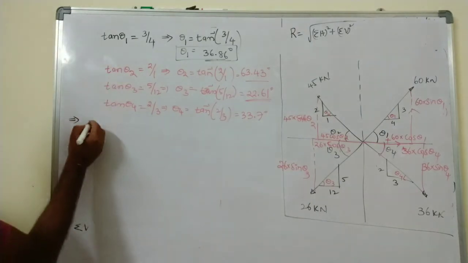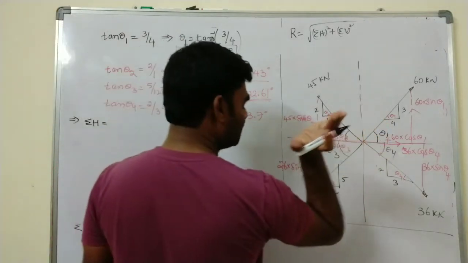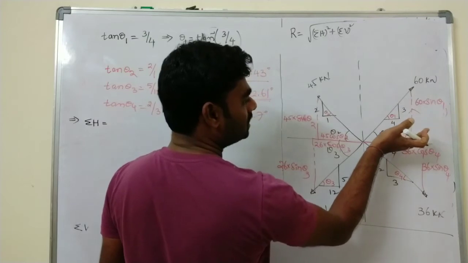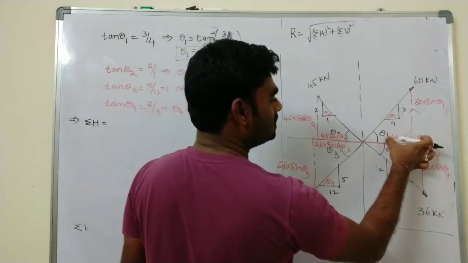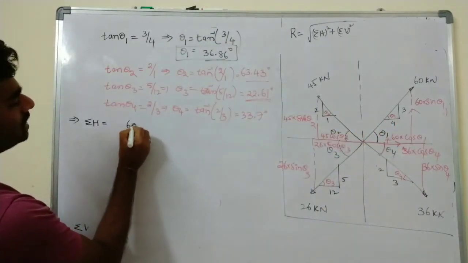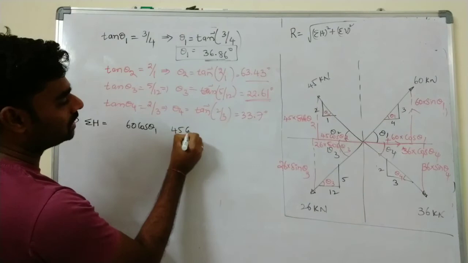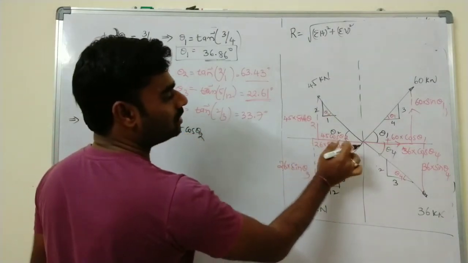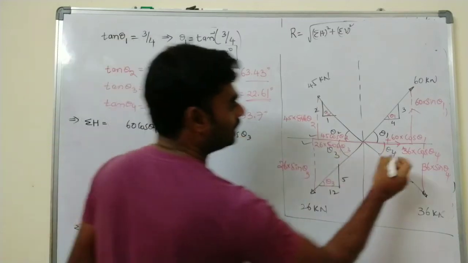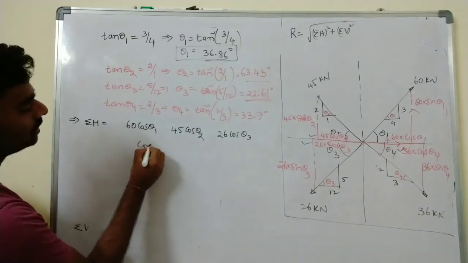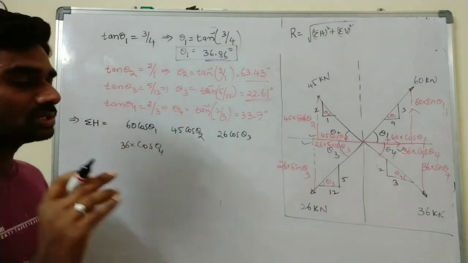Next, how to take the positive and negative values? Please see the procedure. The summation of all horizontal forces. Please start from 60 kilonewtons, 45, 26 and 36. So now I am taking 60 cos theta 1, this is the horizontal force. Next, 45 cos theta 2, this one also horizontal force. Next, 26 cos theta 3, this one also horizontal force. Next, 36 cos theta 4, this force also horizontal force.